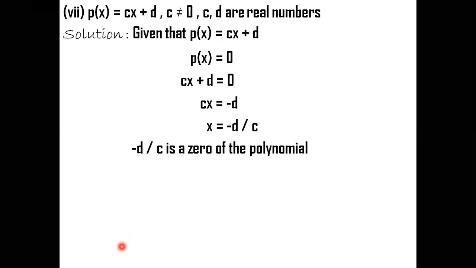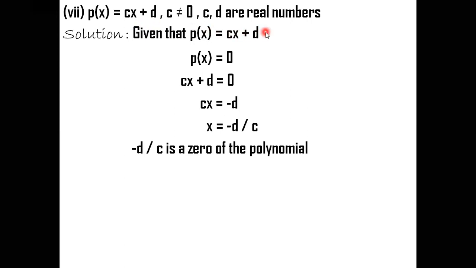Let us get to the last question. Find the zero of P of x, which is equal to Cx plus D, wherein C is not equal to 0 and C and D are real numbers. So all that matters to us is P of x is equal to Cx plus D. Irrespective of whether it's a polynomial with numerical coefficients, or alphabets, or constant values, all you have to do is the same steps.